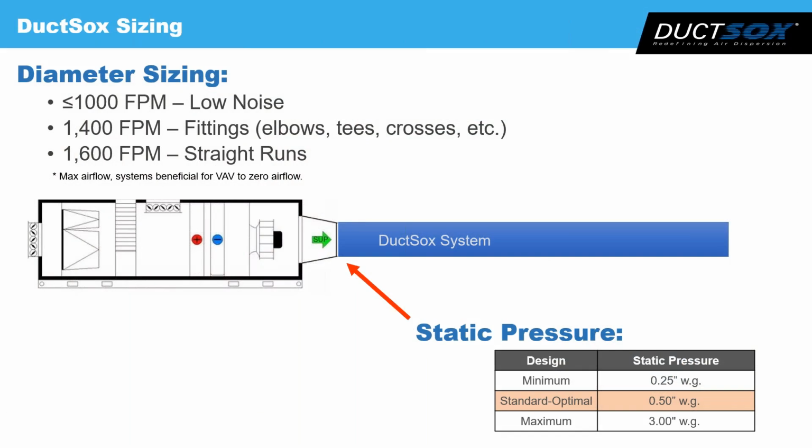Okay, as we get into sizing these, typically we're looking at about 1,600 feet per minute for straight runs, a little bit less for those fittings. And then for low noise, we'd even go less than that. Standard optimal, we're looking at about 1/2 inch of static throughout this whole run as the typical sizing constraint there.